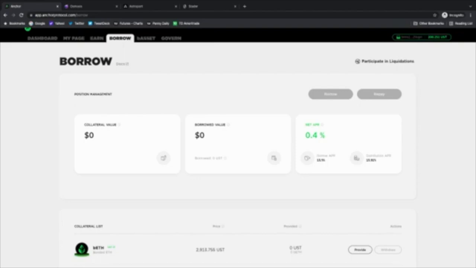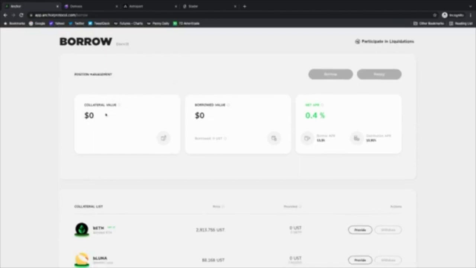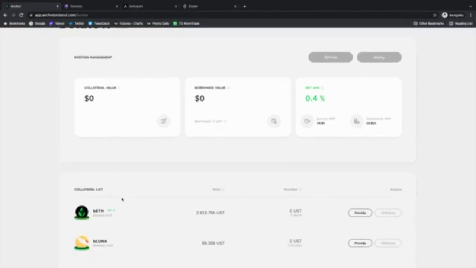All right, so we're on the borrow tab right now, and this is where it will show you your collateral value, meaning what you've put into collateral at the bottom, for bETH or bLuna. So in tonight's example, we will drop a bLuna in, and I'll explain how this works.